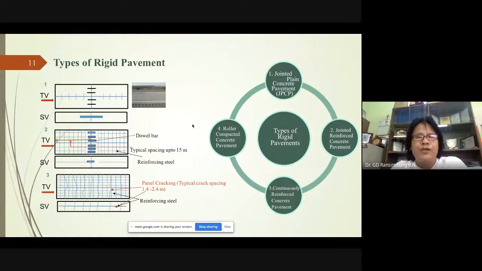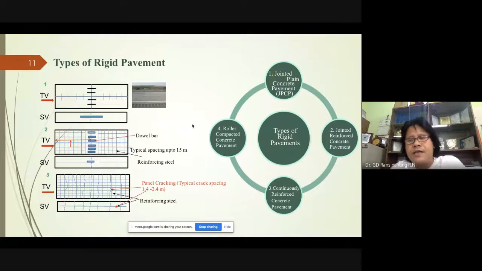As we know, concrete is stronger in compression than in tension. In the continuously reinforced concrete pavement system, though we have a reinforcing bar at the neutral axis of the pavement, this reinforcing bar is not going to help much in elevating the tensile strength.